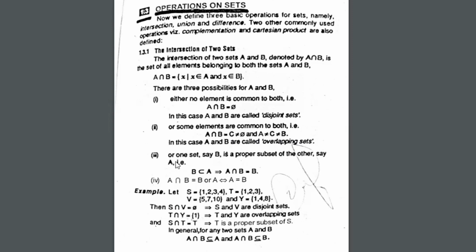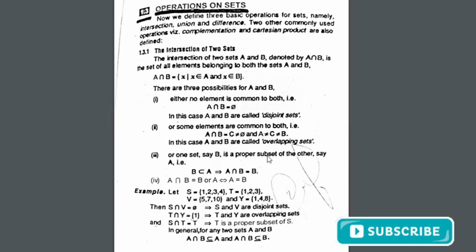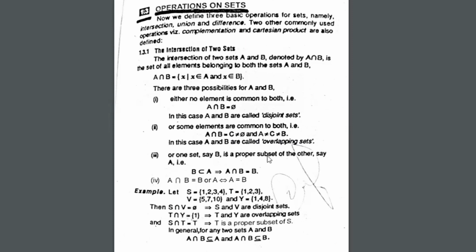And the third property is that one set, say B, is a proper subset of the other, say A. We saw in the previous class what a proper subset is and what an improper subset is. A proper subset means that at least one element of A is not present in B, and then we say that B is a proper subset of A. Here the fourth property is A intersection B equals B, or A if A equals B. Now here's the example of that.